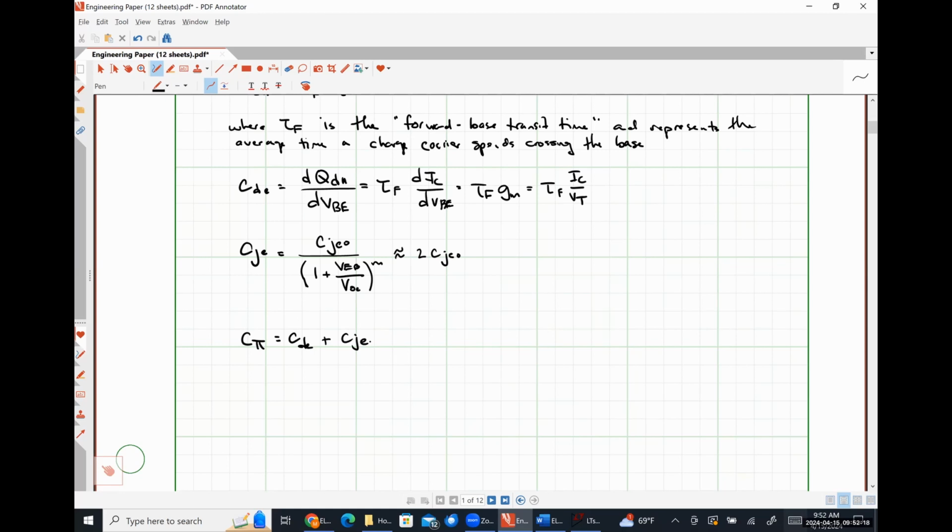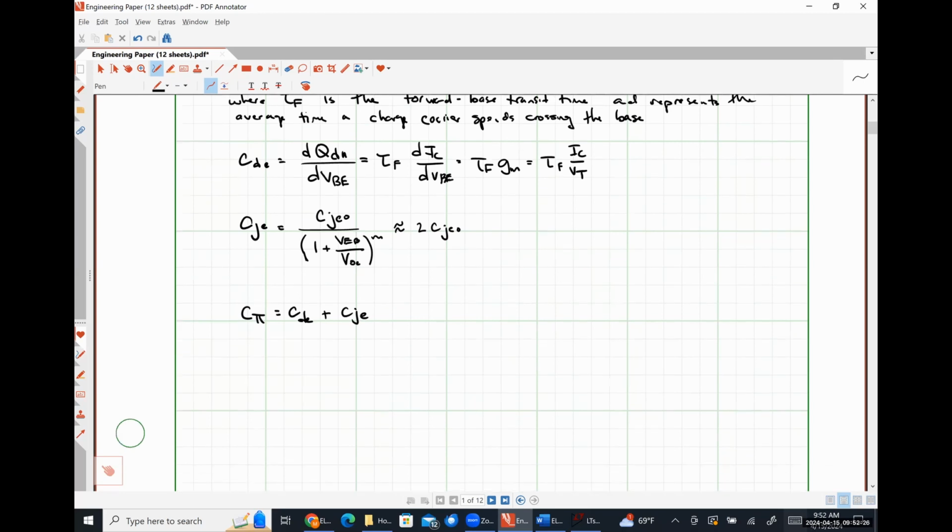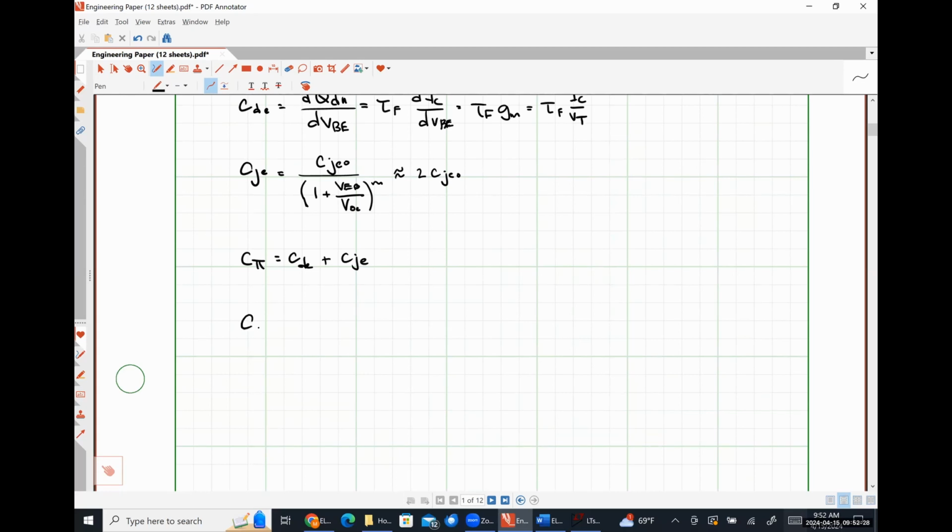We have depletion capacitance between the base and the collector terminals, right? So C mu is just CJC naught, where that is the depletion capacitance across the base collector junction, divided by the voltage 1 plus VCB over V naught C to the nth power.